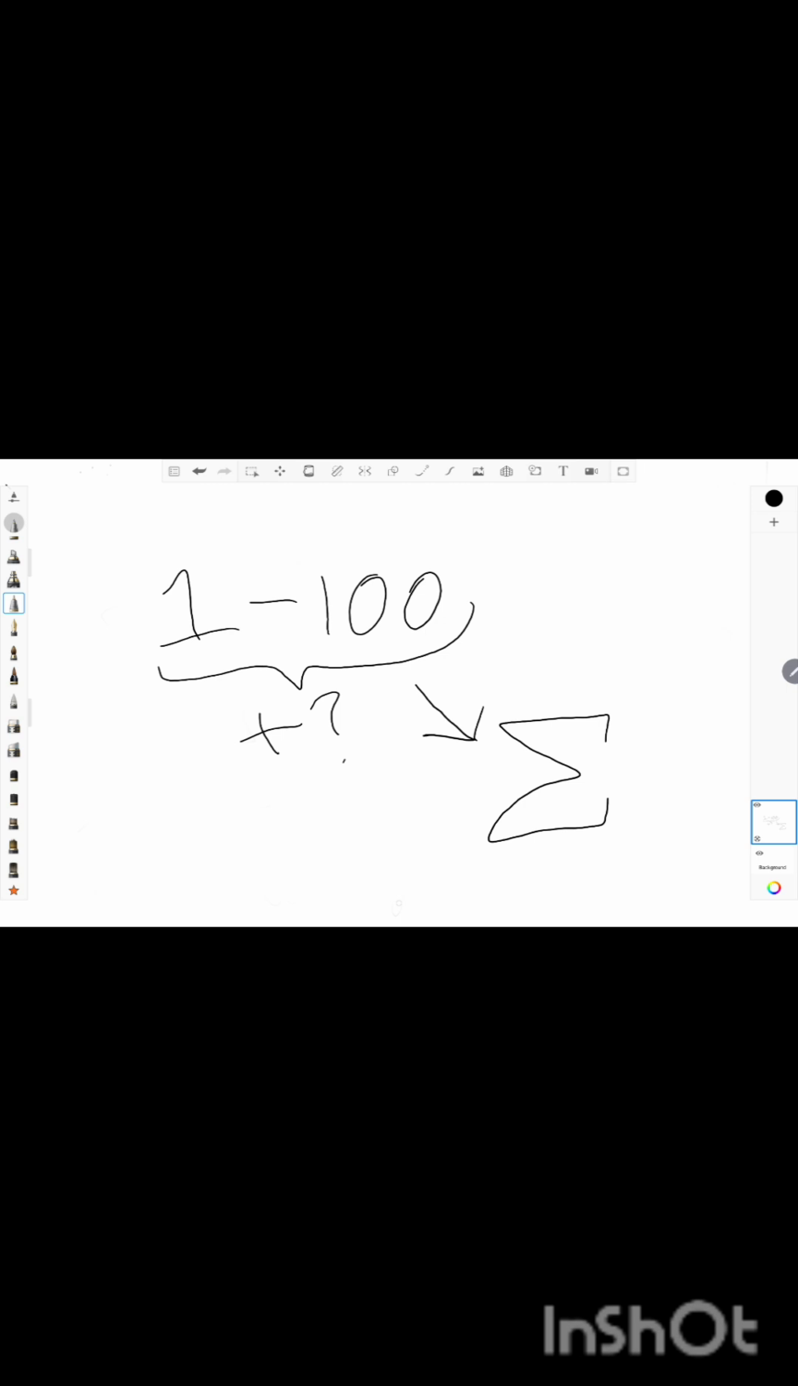The reason we use sigma is for adding different things and numbers. For example, if we want to know the summation of all of the following numbers, like from 1 to 100, what is the summation of all of these? For this we use sigma. That's why you see sigma in many complicated pre-calculus questions.